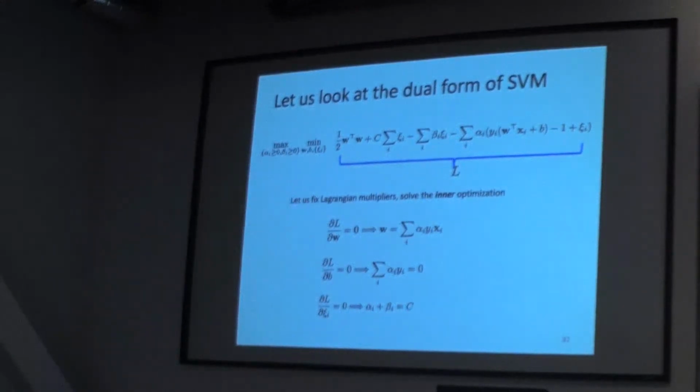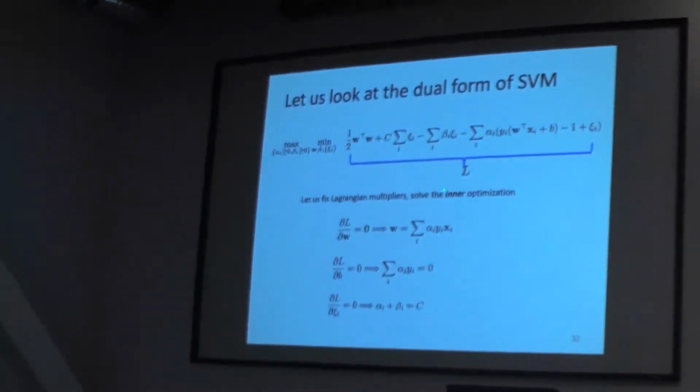And then, if you take the gradient of L with respect to the bias parameter b to be 0, there's only one term, that is the constraint inside the Lagrange multipliers, which contains b, and you end up with this equation, where the summation over all alpha i y i's is 0. And similarly, if you take the gradient of L with respect to the slack variable, you get alpha i plus beta i equals C, right?